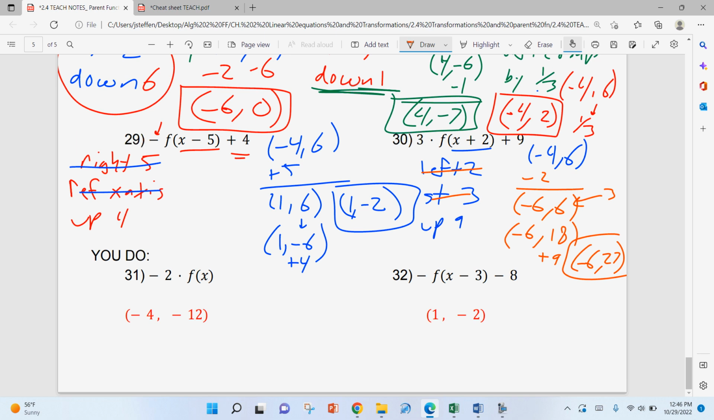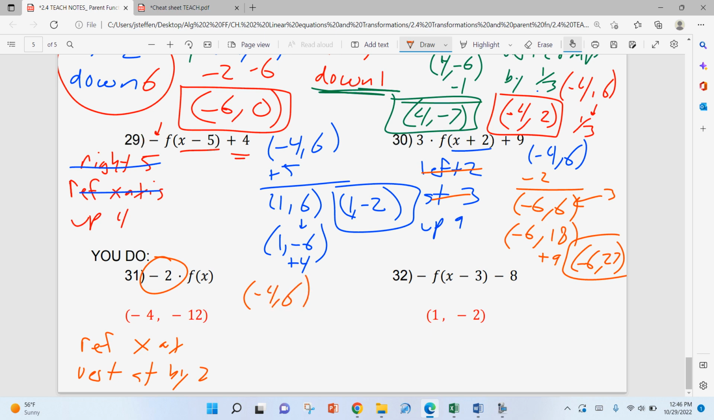So go ahead and do the same thing with these. Again, this one, this negative 2 is actually 2 things. It's reflected across the x, and it is a vertical stretch. And for those two, the order doesn't matter. So we still start with our negative 4, 6. Reflection across the x-axis means our y value is negative. And then stretch by 2 means we multiply the y value by 2. So negative 4, negative 12. Which is what we had here.